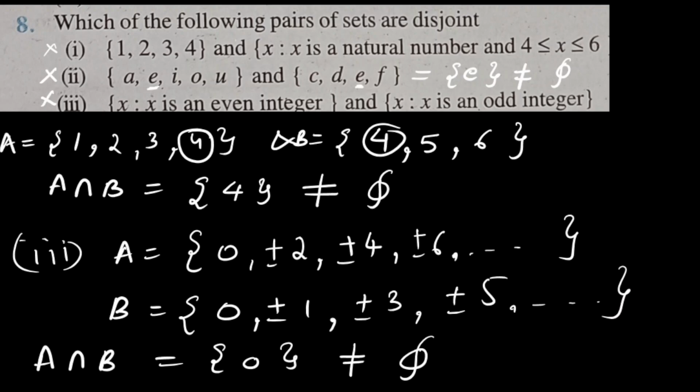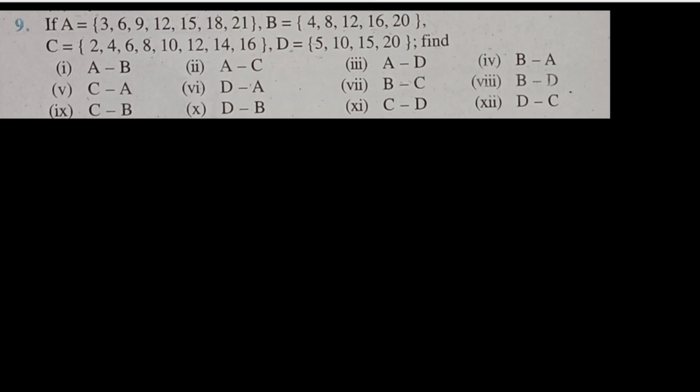See, when I am writing the set of even integers, there also I have to consider 0. When I am writing the set of odd integers, there also I have to write the element 0. Because of that, these two which you feel are different, even and odd, because of the presence of this element 0 in both of the sets, these two sets are also not disjoint sets. Let's do question number 9.